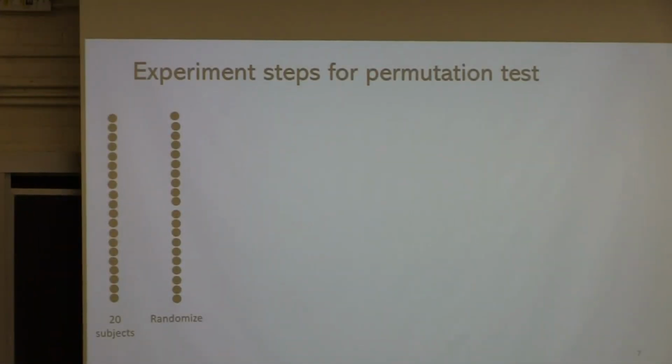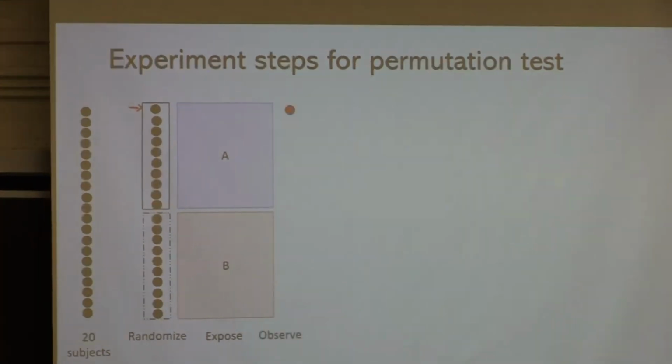And then we expose them to these two designs. We expose the first group to design A and the second group to design B. And then we observe their behavior. Let's say this very first person is shown design A and they do not click on the ad. That's why I've shown that subject in red. The second person in the randomized list is shown ad type A and they click on the ad, so I've colored them green.